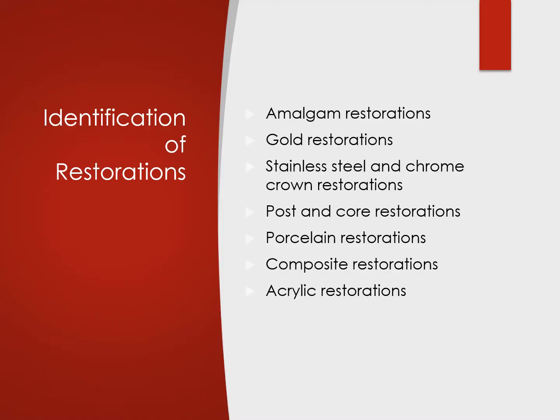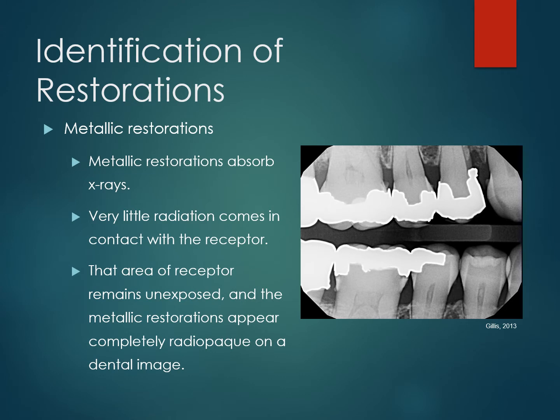So the first thing we need to identify are the restorations, the stuff that the dentist is putting in their mouth, right? And those are going to include the amalgam restorations, gold restorations, stainless steel and chrome crown restorations, which we mostly see on kiddos, post and core restorations, porcelain restorations, composite restorations, and acrylic restorations. So it's very important to try to figure out what these things are made of, right? What they are. The first step is metallic restorations.